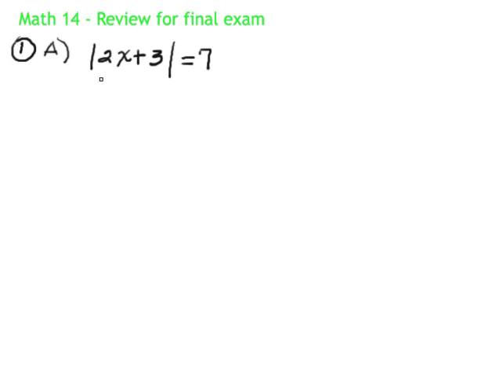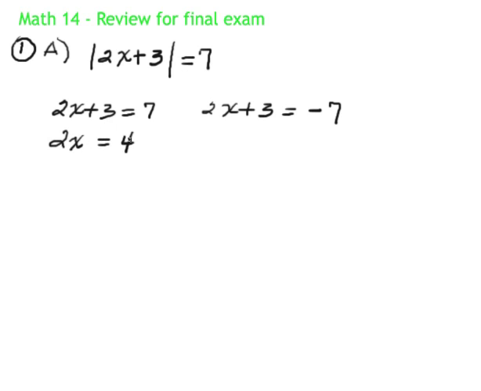In 1a, we have the equation, the absolute value of 2x plus 3 is equal to 7. So this means that either 2x plus 3 is equal to 7, or 2x plus 3 is equal to minus 7. So we have two equations. We solve both. All right, first subtract 3 from both sides, and we have 2x is equal to 4. Now divide both sides by 2, and we have x is equal to 2.